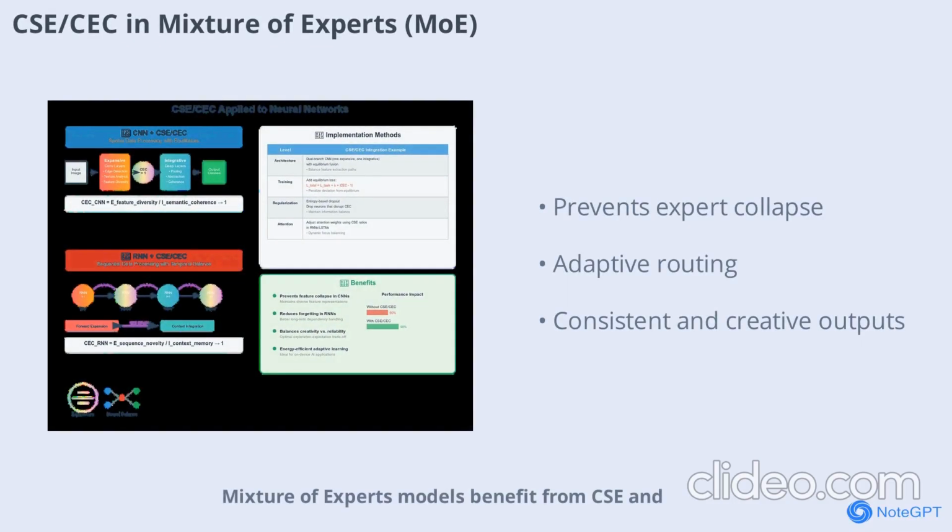Mixture of experts models benefit from CSE and CEC by balancing exploratory and integrative expert activations. CSE ensures that token expert routing is neither too deterministic nor too random, while CEC maintains equilibrium in expert specialization and output alignment. This prevents expert collapse, promotes adaptive routing, and ensures that outputs are both consistent and creative, even as models scale in complexity.